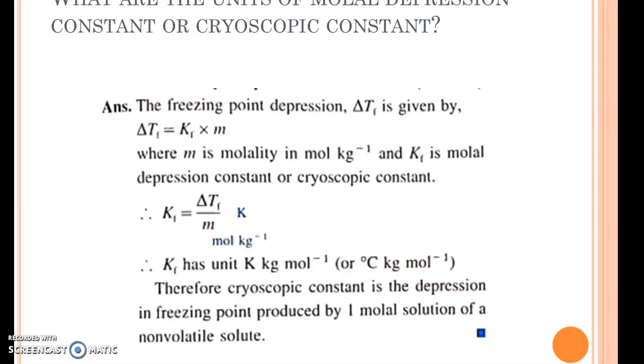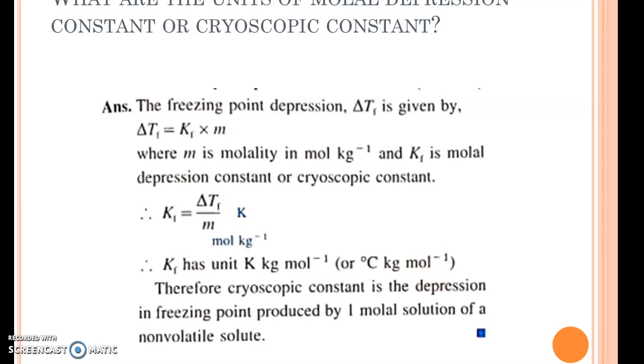Similarly, the next question: what are the units of molar depression constant or cryoscopic constant? This question was asked in a previous board exam, I guess 2018 or something. You have to write it really properly. You have to write the units, and this is the proper format of writing the answer for this question. You can always pause the video and note it down.